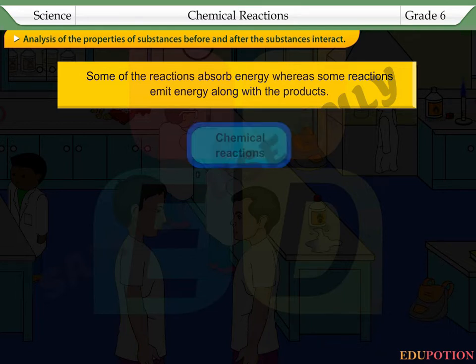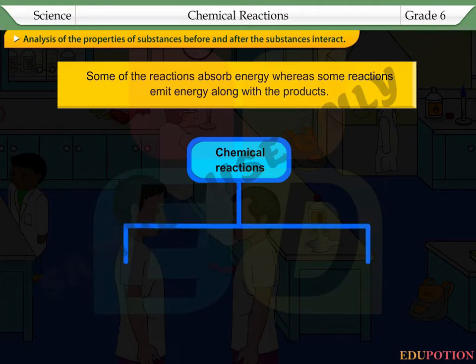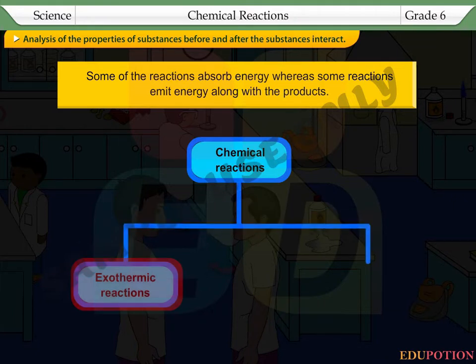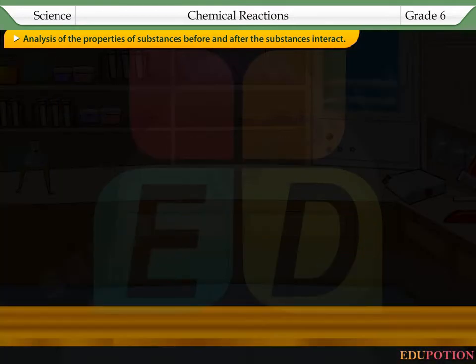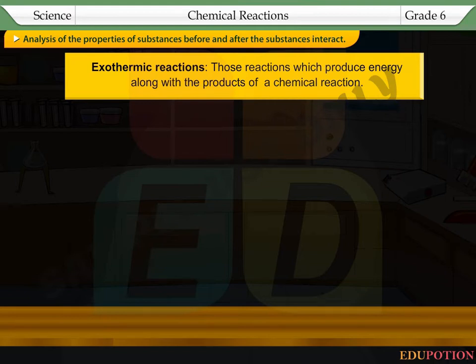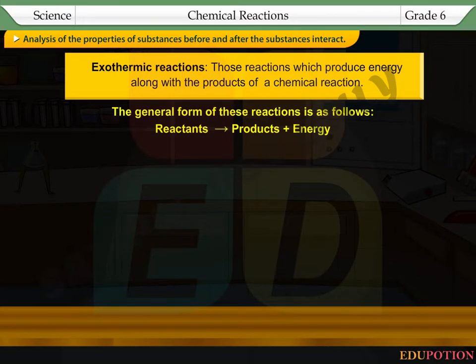So we can divide chemical reactions into two parts. 1. Exothermic reactions. 2. Endothermic reactions. First, let's discuss the exothermic reactions. Those reactions which produce energy along with the products of a chemical reaction are called exothermic reactions. The general form of these reactions is as follows. Reactants give products plus energy. This energy can be in the form of heat, sound, or light.